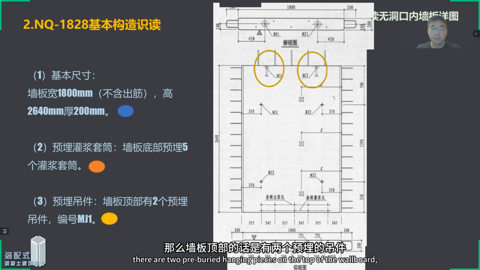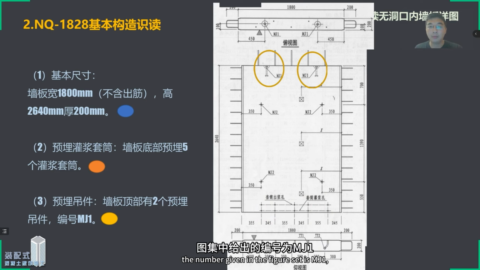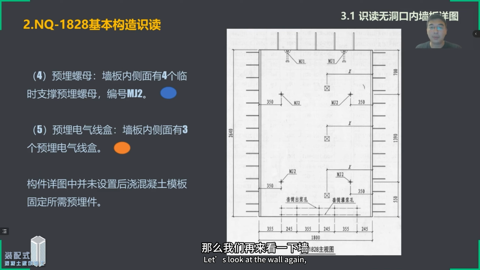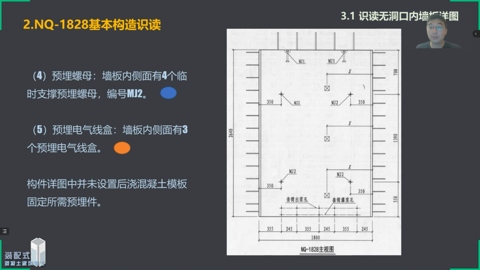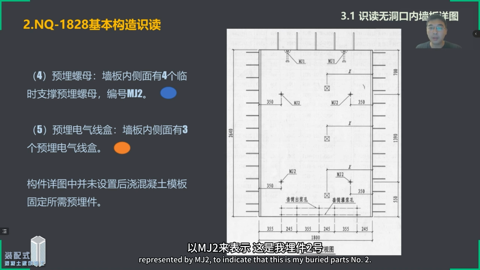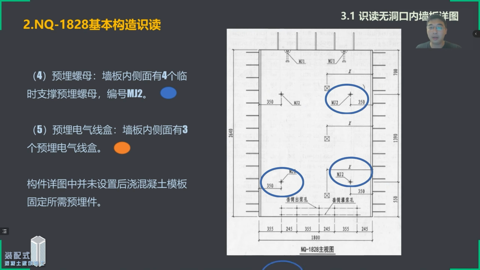There are 2 pre-embedded hanging pieces on the top of the wallboard. The number given in the figure is MJ1, which is the first of our embedded pieces, embedded piece No. 1. Let's look at the wall again. It can be seen on the official diagram. There are 4 pre-embedded temporary support nuts, represented by MJ2 to indicate that this is embedded piece No. 2.